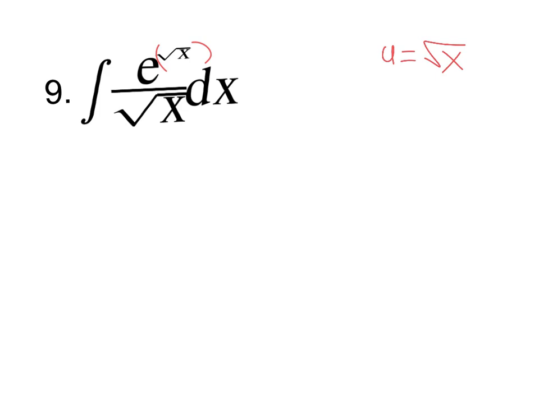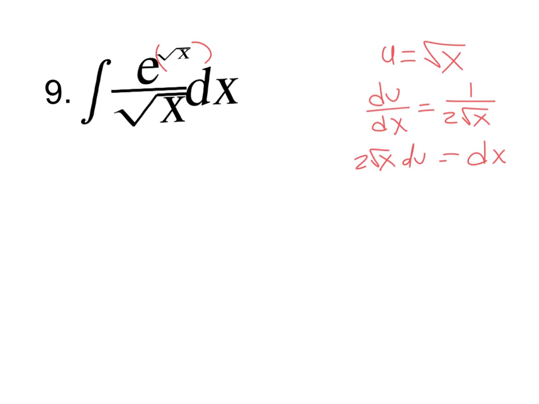What's the derivative of the square root of x? So 1 over 2 root x. So dx is 2 root x du. Yet again, a good reason to have that memorized, that the derivative of the square root of x is 1 over 2 root x.